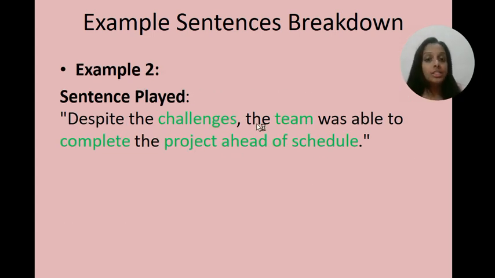Despite the challenges, the team was able to complete the project ahead of schedule. Remember the first step: pay attention to the sentence and keywords like challenges, team, complete, project, ahead of schedule. And repeat immediately, say the sentence aloud. Now you can also practice with me. Despite the challenges, the team was able to complete the project ahead of schedule. Focus on challenges, schedule. Stay confident, so don't pause unnecessarily after each word. If you are speaking like, despite the challenges, the team was able to, no, that's not the right way. Don't give unnecessary pauses. Let your words flow together smoothly.